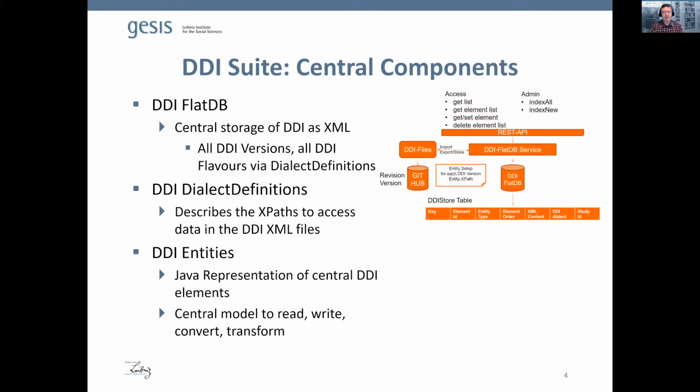That's the DDI FlatDB that holds all the versions and flavors of DDI in a classical relational database. The DDI XML is accessed via our so-called DDI dialect definitions. In there, we model the access to the actual data, meaning that we can specify XPath, etc., in order to get, for example, the title of a study in a study unit section. We integrate all this information in the so-called DDI entities. That's our Java representation of the central DDI elements. In the meantime, almost all. And with these DDI entities in Java, we can read, write, convert, transform any DDI actually like we want.